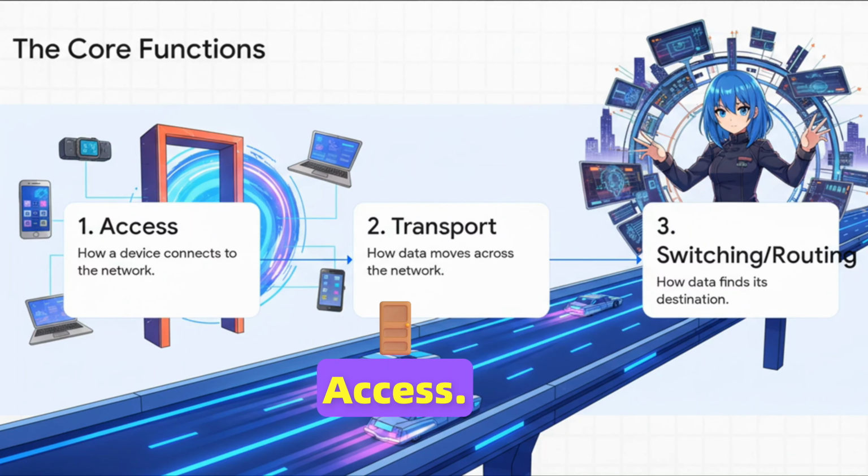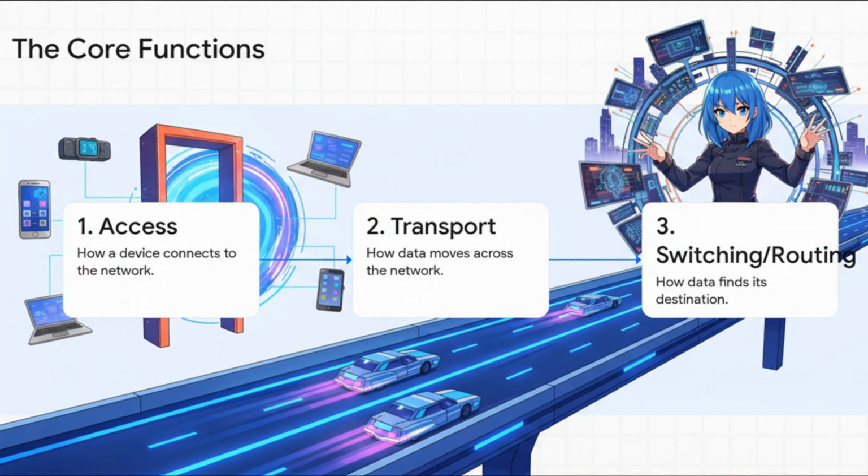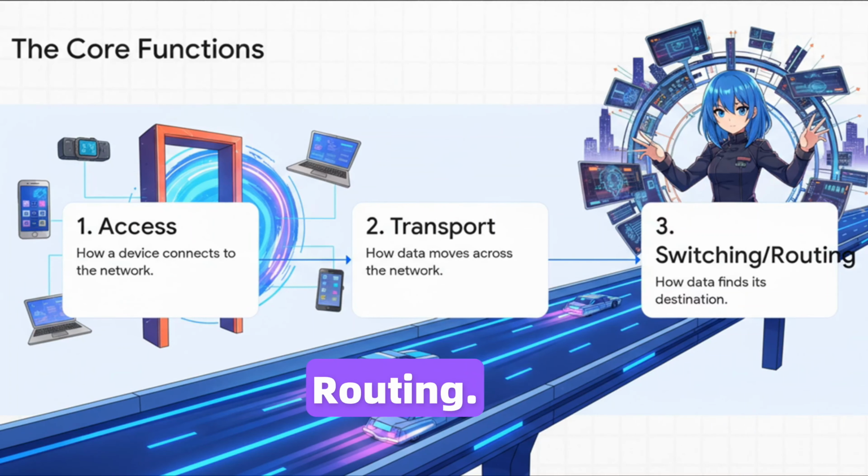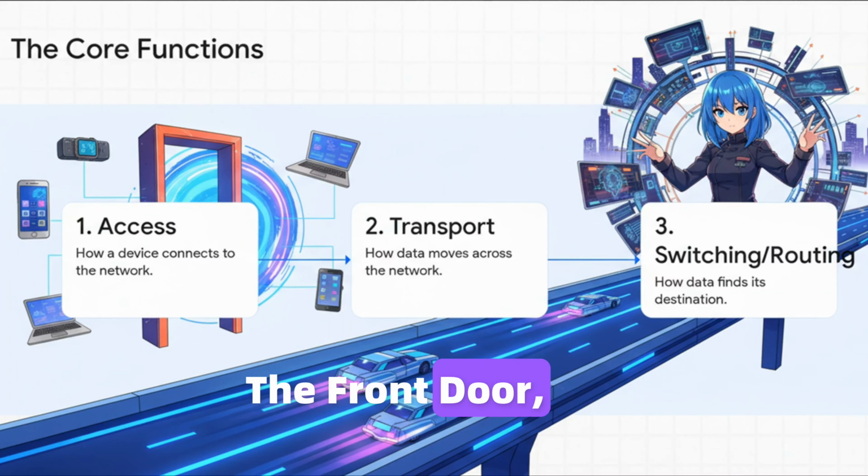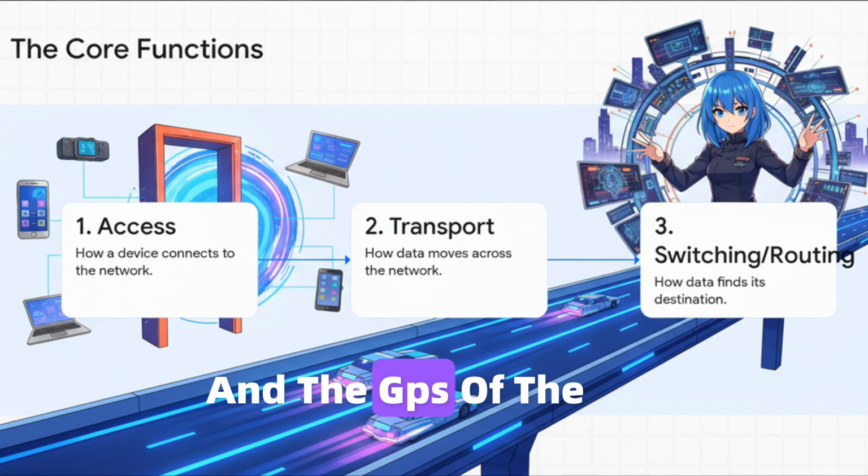First, you've got access. That's how a device gets onto the network. Then there's transport. That's how the data actually moves around. And finally, switching and routing. That's how the data knows where it's going. Think of them as the front door, the superhighway, and the GPS of the network.